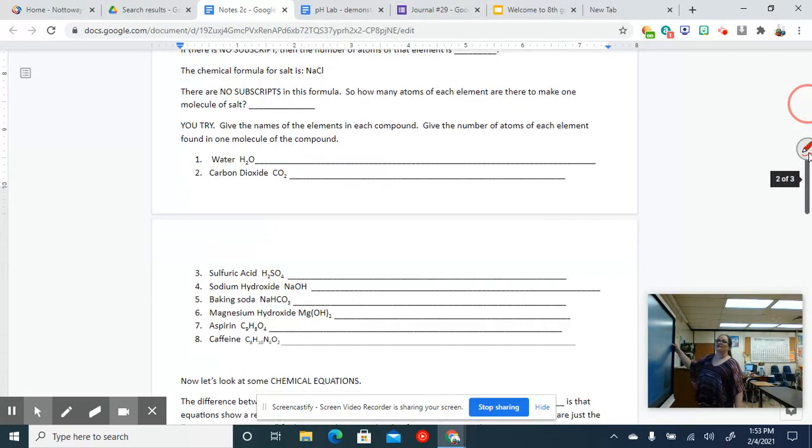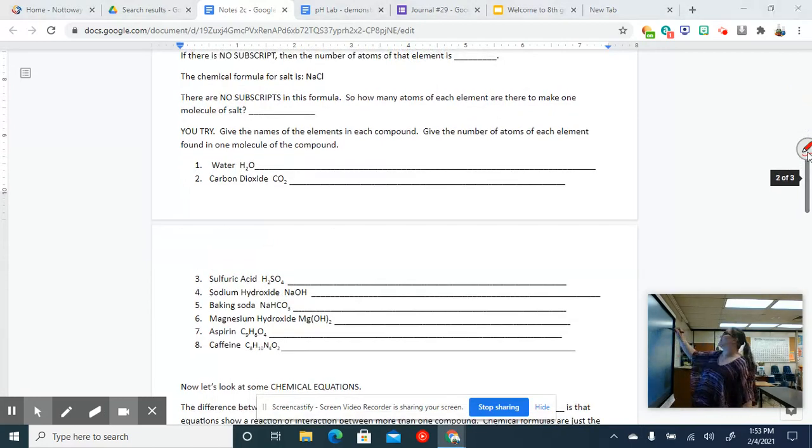So salt. The chemical formula for salt is NaCl. NaCl. Alert, alert. You need to know that one. Alert, alert. There are no subscripts in this formula. So there's no number here. There's no number here. So what does that mean? That means there is 1 atom of each element to make 1 molecule of salt. You need 1 sodium and 1 chlorine to make 1 molecule of salt.